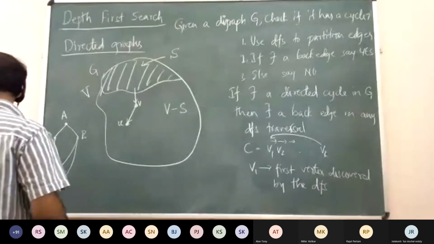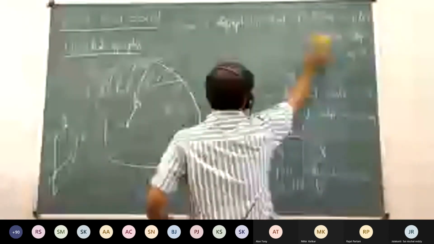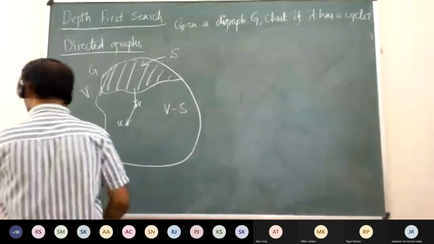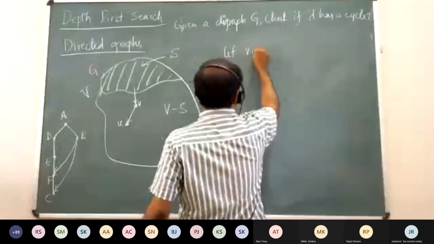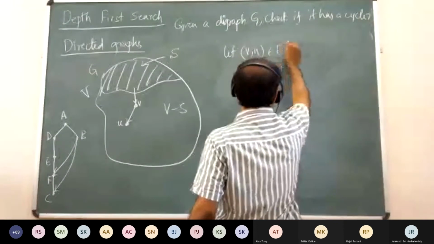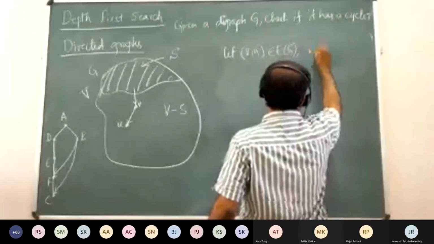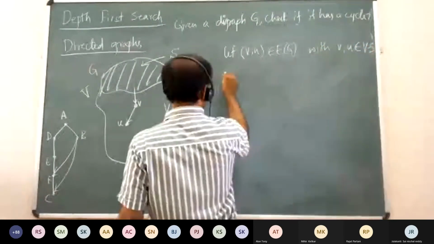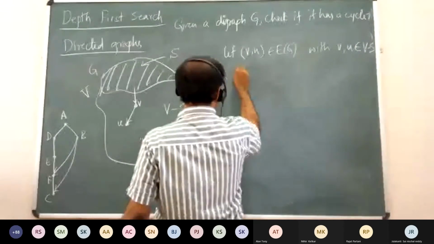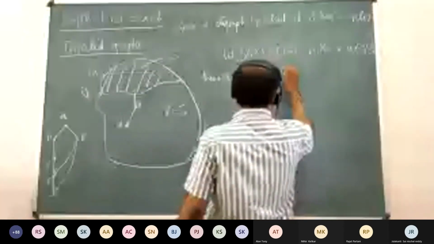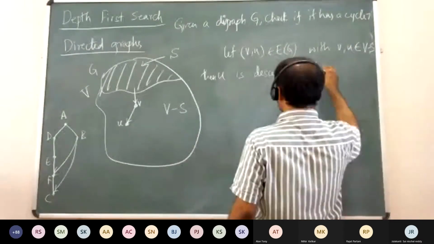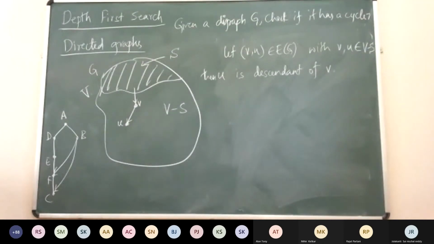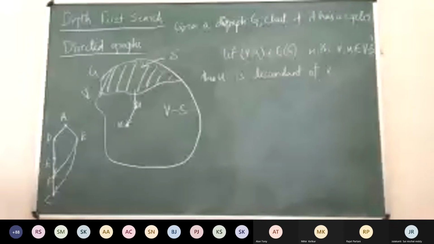Is that true? So let us just note it. Let VU belong to E of G, with V and U both in V minus S. Then what you are saying is that U is a descendant of V. Yeah, why is this true?